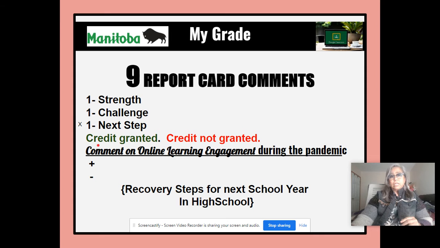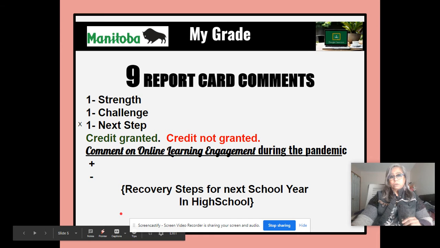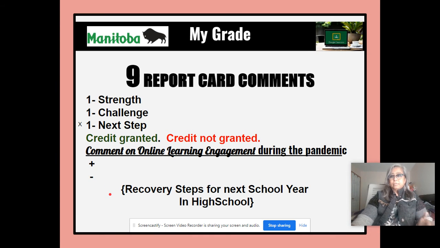There is an extra line on credit granted, credit not granted, and then a comment on your online learning engagement during the pandemic. And I'm sure no matter what your high school of choice would be, there would be recovery steps or measures undertaken by them to bridge those learning gaps. So, credit granted means you move on to grade 10 automatically.